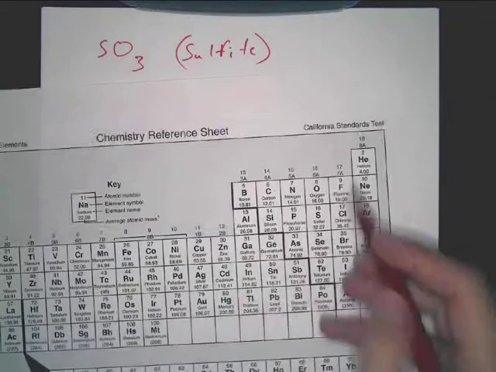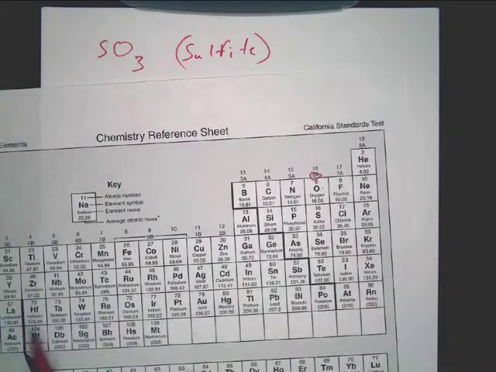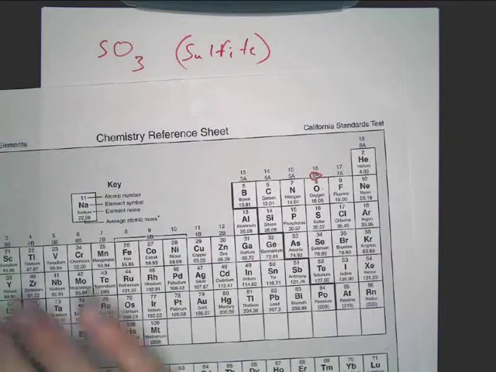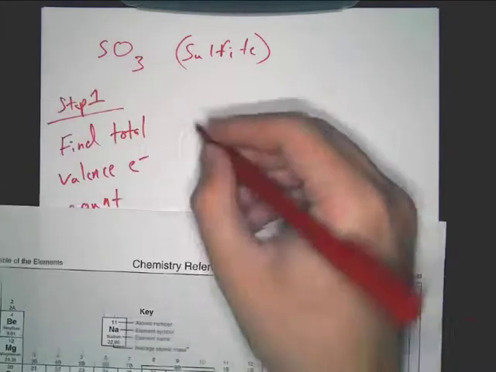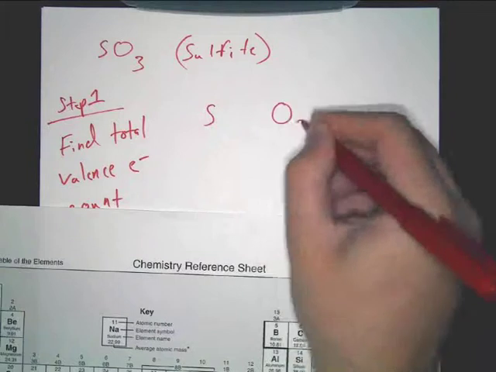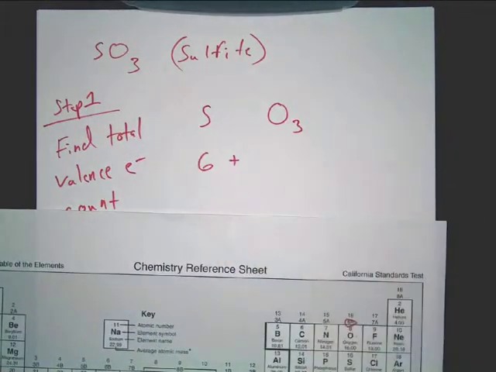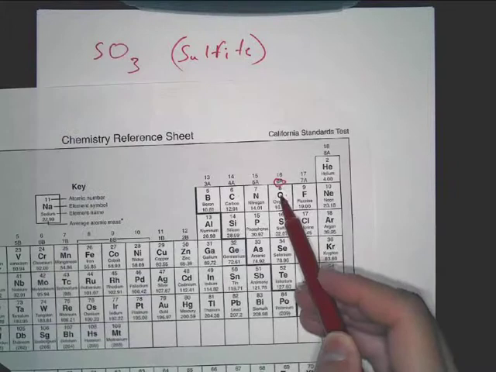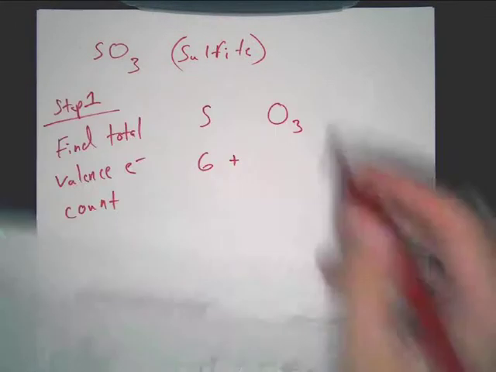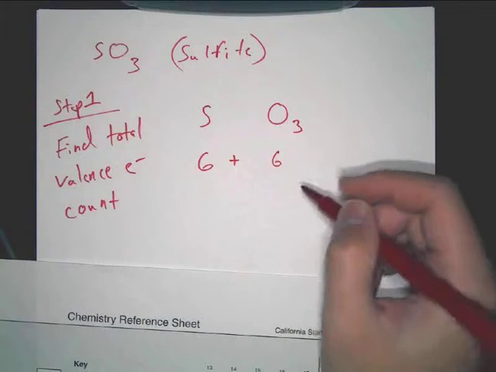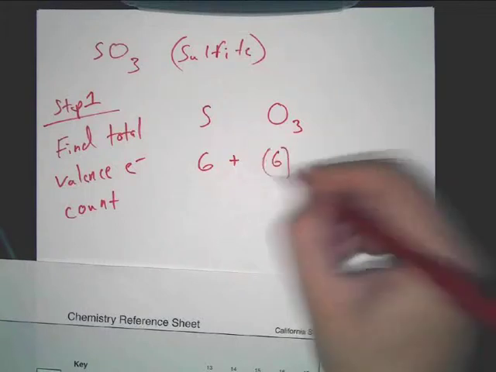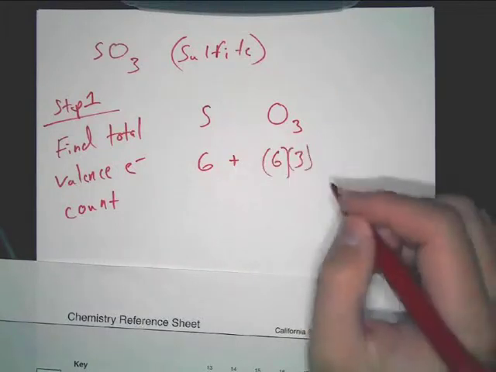You find that sulfur has 6 valence electrons. Are we clear on that? Yes. Okay, that's important. I want to make sure we remember that. So sulfur has 6 valence electrons. Now, oxygen, if you look it up, how many valence electrons does oxygen have? 6 again, right? How many oxygens do I have? 3. So 6 times 3.